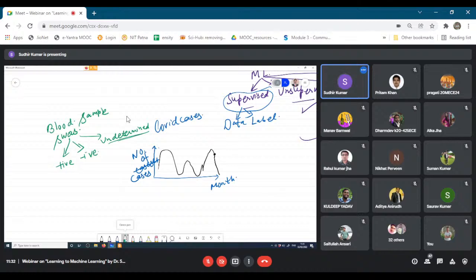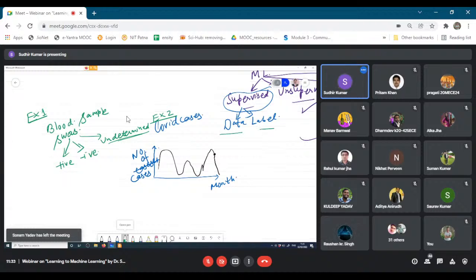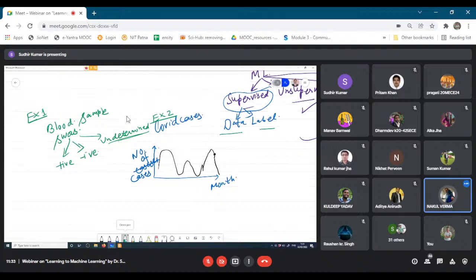All right. Can you tell me, in these two examples, example 1 and example 2, which one is the data and which one is the label? Which one is the data and which one is the label?